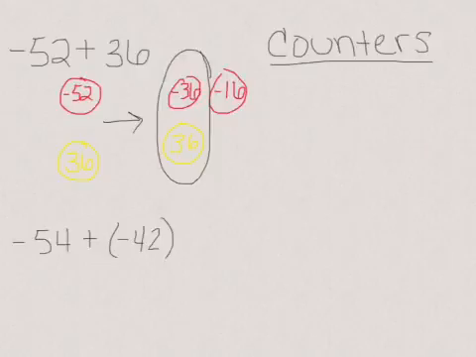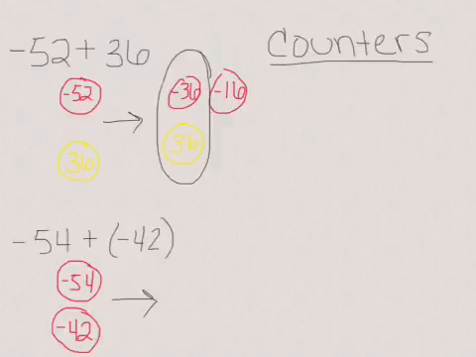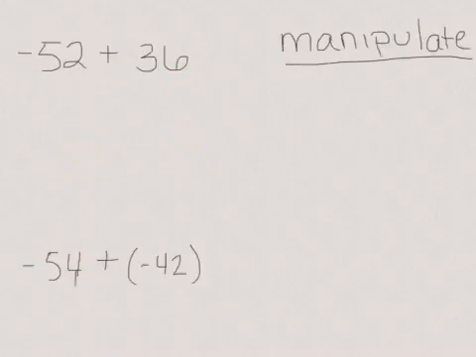And the same concept for this one: we would have negative 54, and I would ask, what are we going to do to that negative 54? We're going to add 42 more negatives. And so we would end up with a lot more negatives than what we even started with, the negative 54. And then we could count them all out, and we would see that we would have a total of 96 negatives.